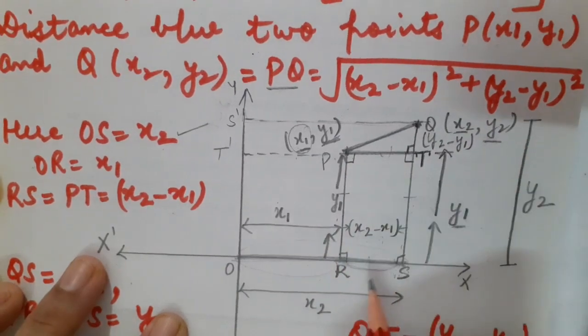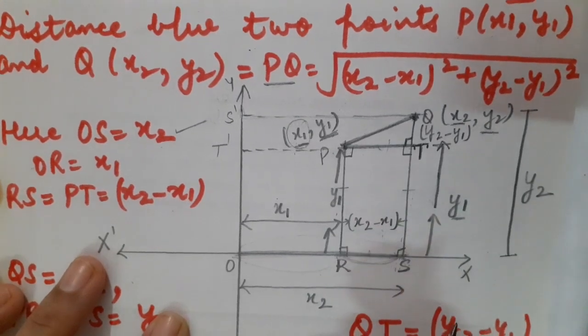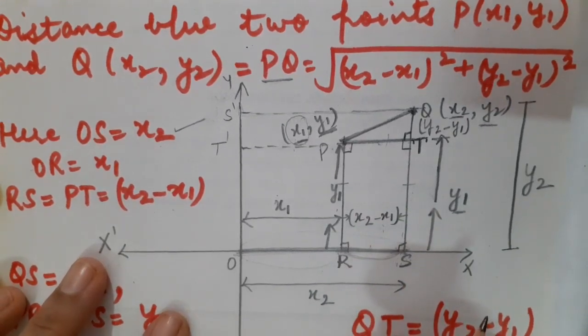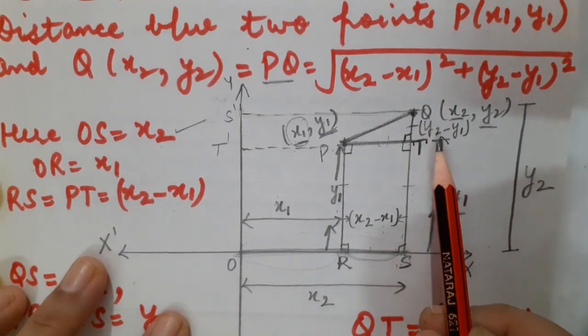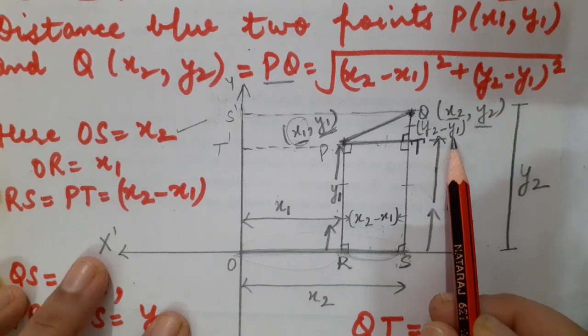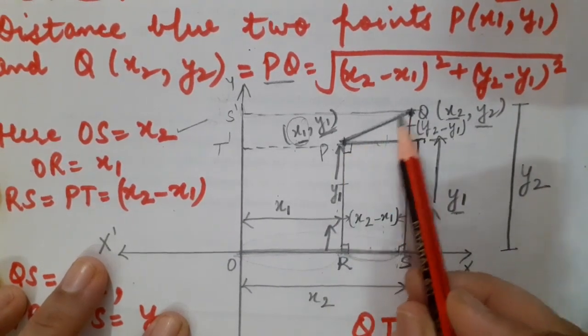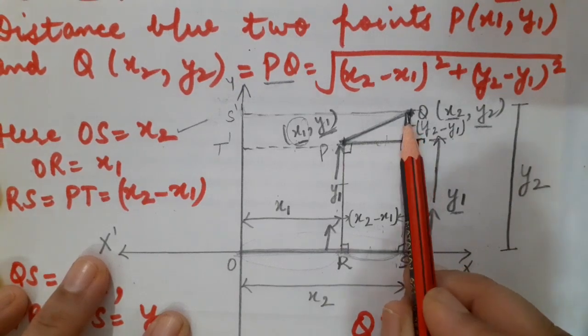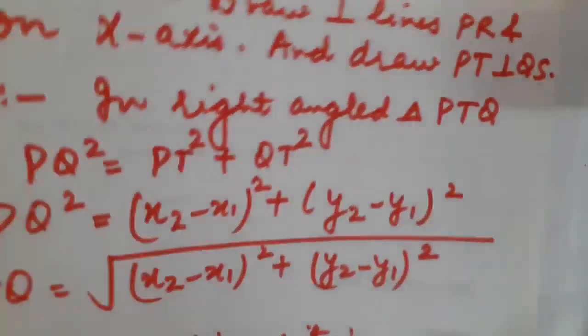After all, PT is the opposite side of RS. And in a rectangle, you know that opposite sides are equal. Correct, student? So this QT we have just calculated, that is y2 minus y1. What we have to do is calculate the distance between P as well as Q.